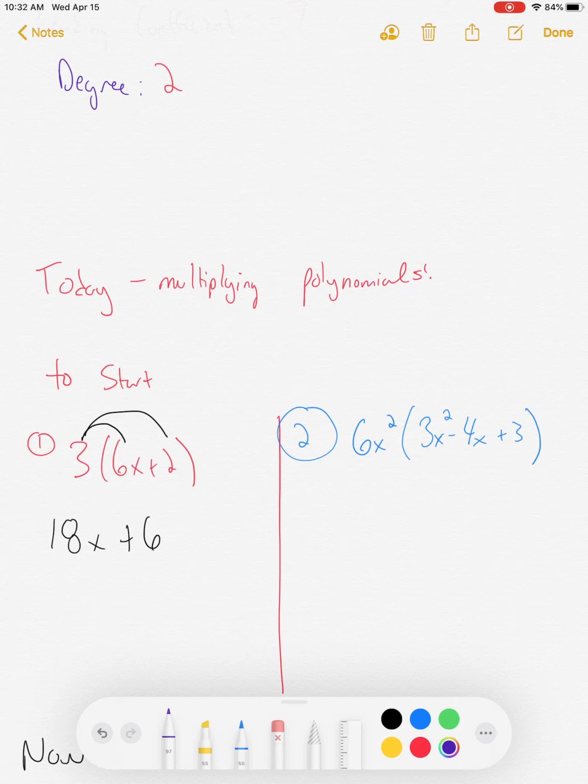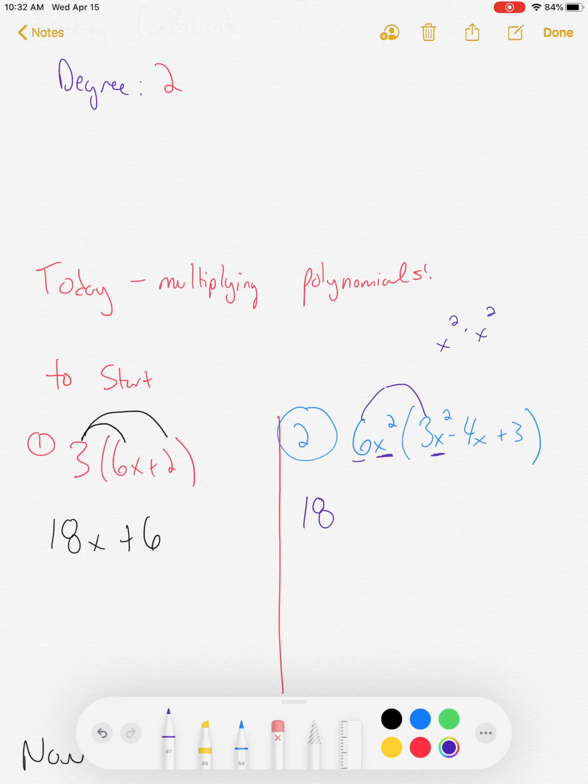Okay, on to number 2. Now this one's different because before I just distributed a number. I distributed 3. Now I'm distributing a number and a letter, 6 and an x squared. So I distribute this 6x squared to 3x squared. Well, 6 times 3, that would give me 18. I also need to distribute my variables, so x squared times x squared.